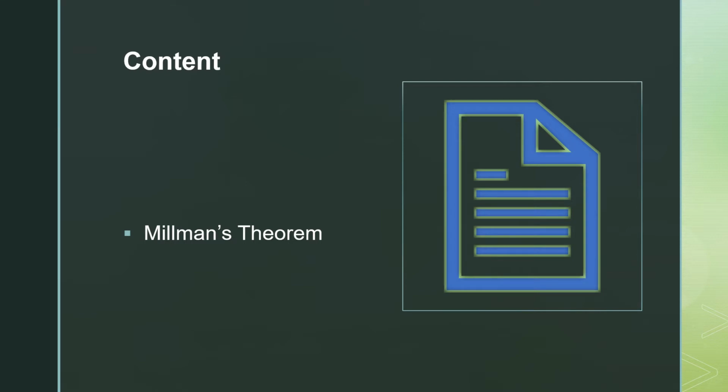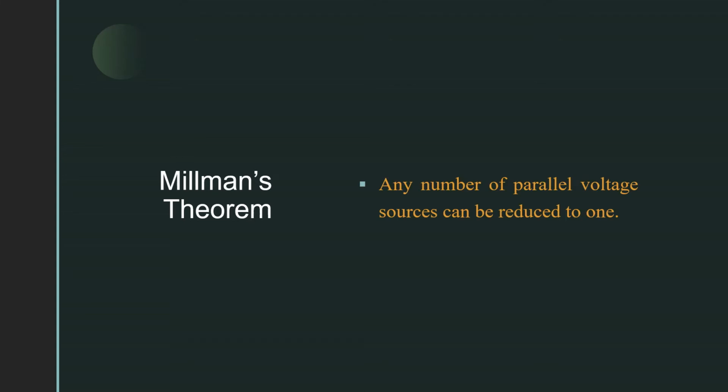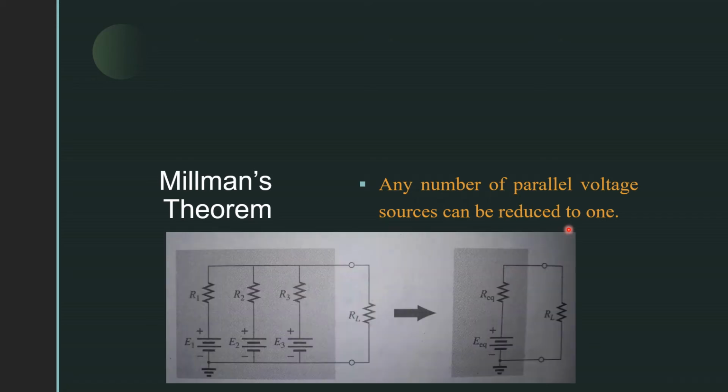Today we will discuss Millman theorem. Millman theorem states that if you have any number of parallel voltage sources, they can be reduced to one. For example, if we have 3 voltage sources of different values in parallel, you can replace them with a single voltage source and a single equivalent resistance. These resistors are basically the internal resistance of those voltage sources. So according to Millman, you can replace all these parallel voltage sources with one single voltage source.